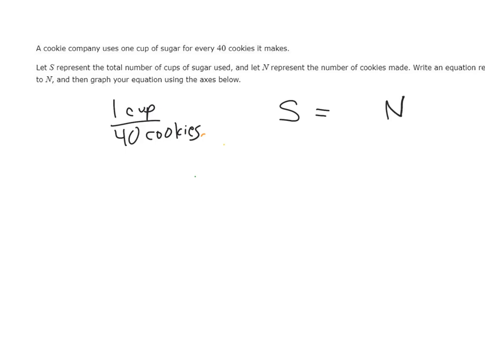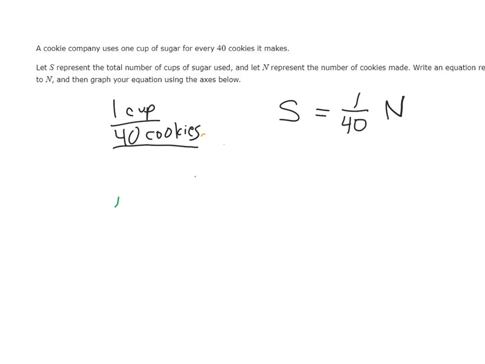Now, if you remember, we said for 1 cup of sugar, I get 40 cookies. So if I have 40 cookies, then I want to use only 1 cup of sugar. So S will equal 1 over 40. 1 cup per 40. That's why I always like to write this ratio, because that's going to be our slope of our equation. So the amount of sugar you use is 1 over 40 times the number of cookies you make.